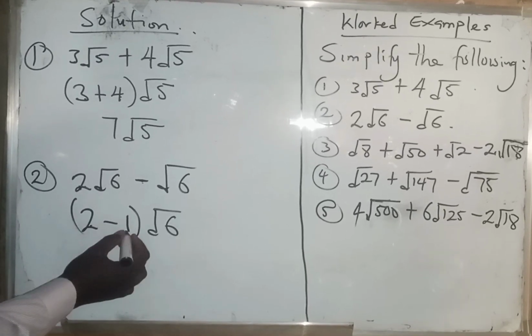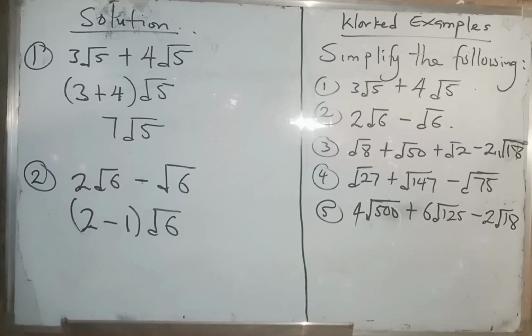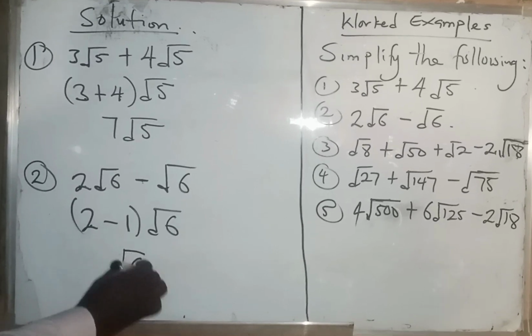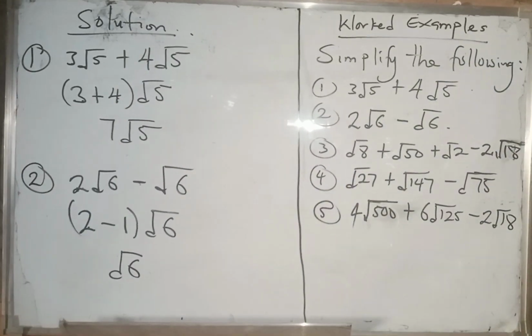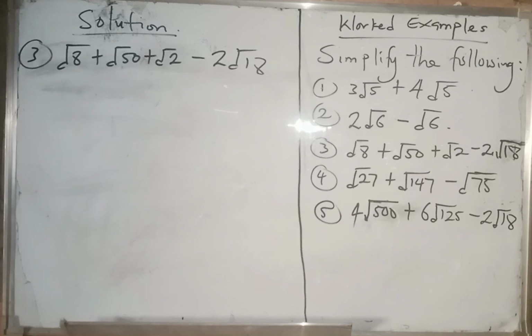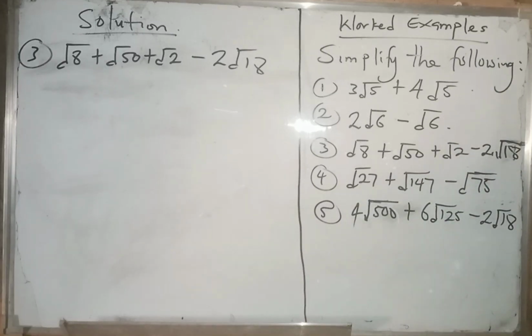So 2 minus 1 will give us 1. So the answer is 1 root 6. But as I said earlier on, usually if it is 1, you don't write it. So the answer will just be root 6. Now example 3. We are simplifying root 8 plus root 50 plus root 2 minus 2 root 18.